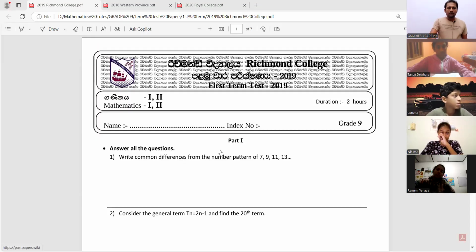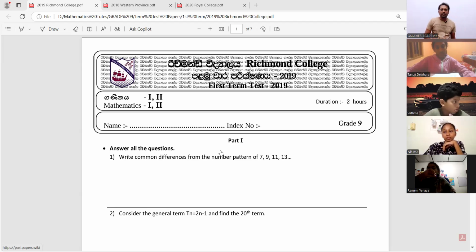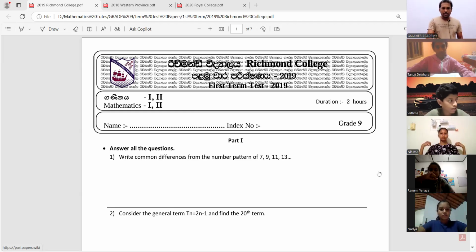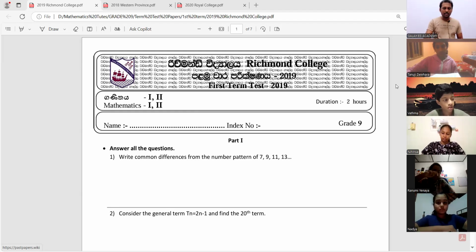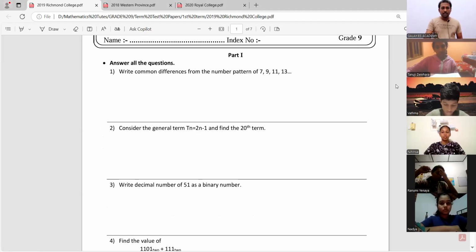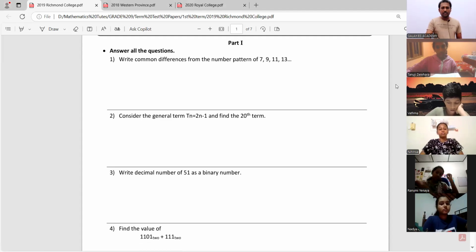Right, let's discuss this paper, the 2019 Richmond College first term test paper. First I'm going to discuss the first part. The first part has 20 questions. Look at the first question of the first part.